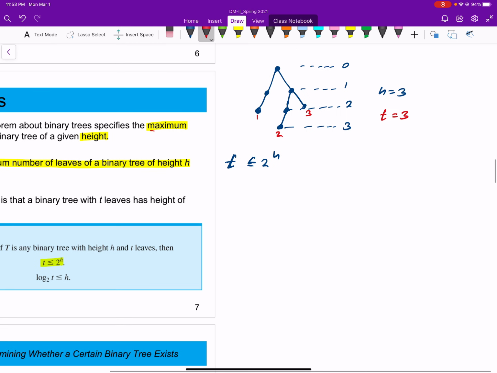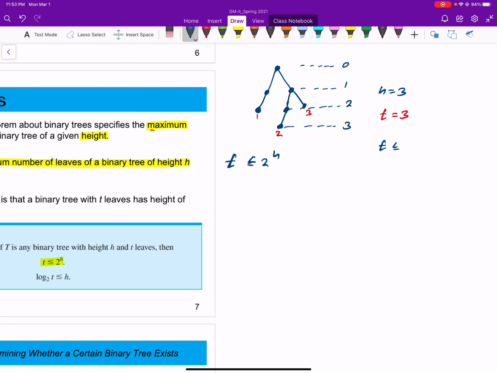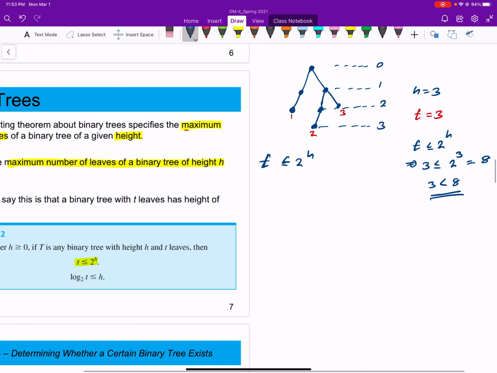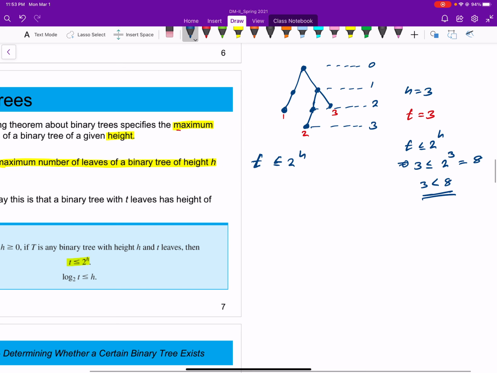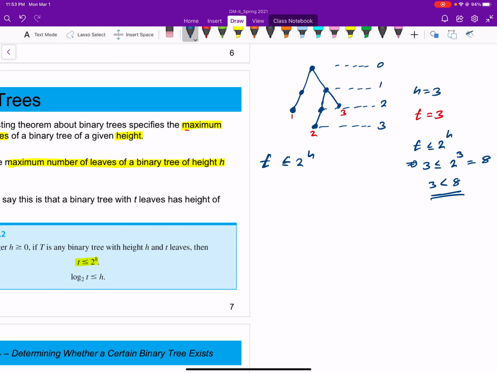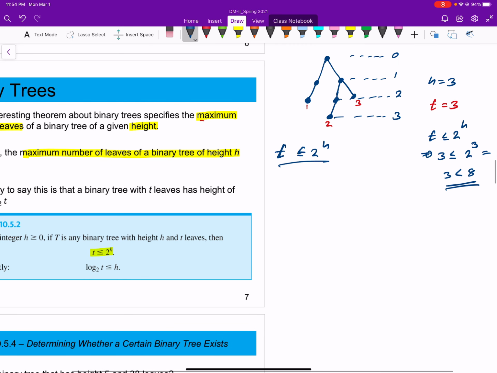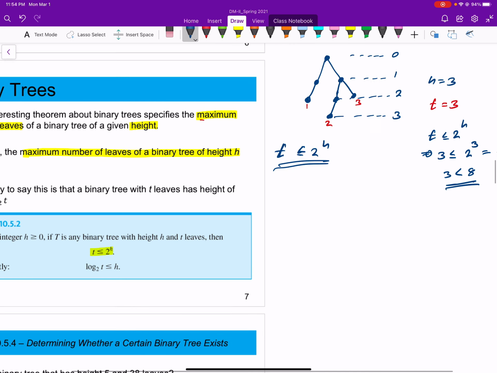You can see that t less than or equal to 2 to the power h, that means 3 less than or equal to 2 to the power 3, which is 8, right? 3 is less than 8, so this is true. This condition is satisfied for that theorem, for that specific tree we have chosen. All right, so this is the condition: t should be less than or equal to 2 to the power h.